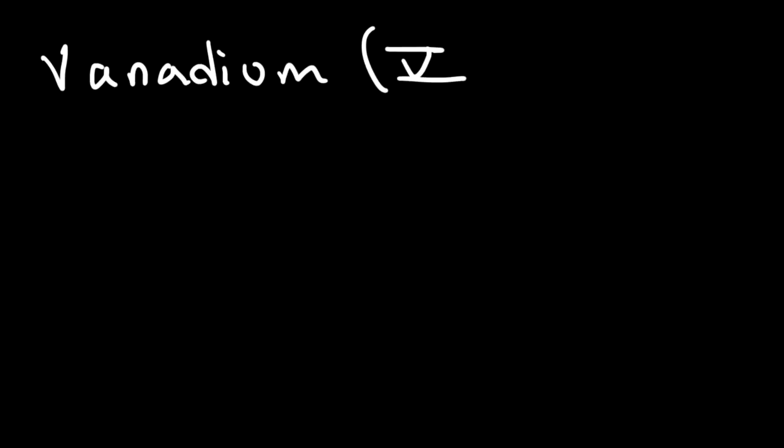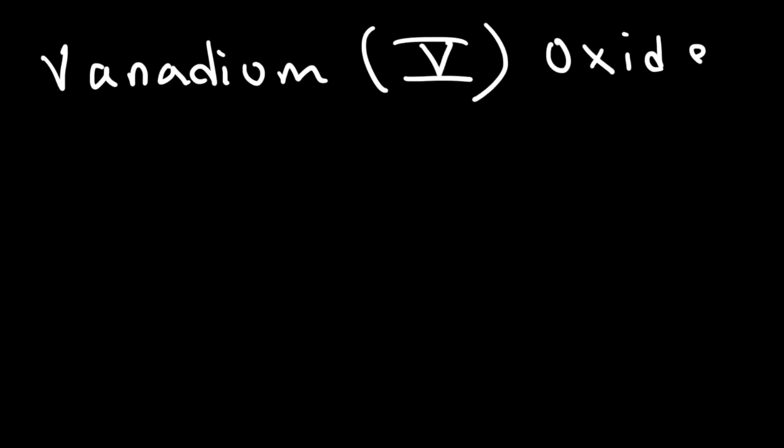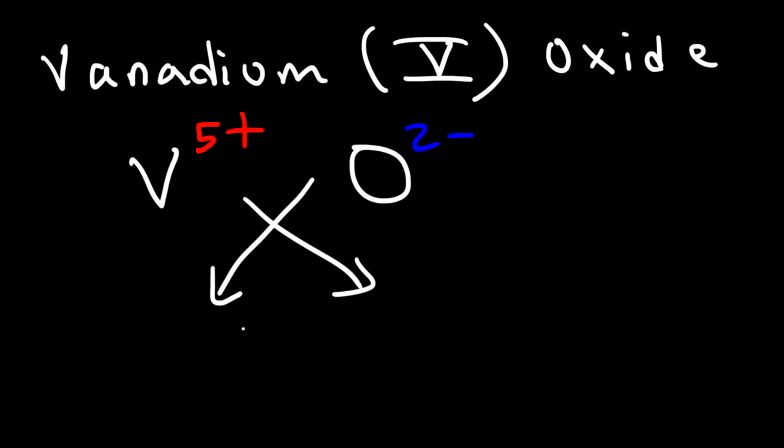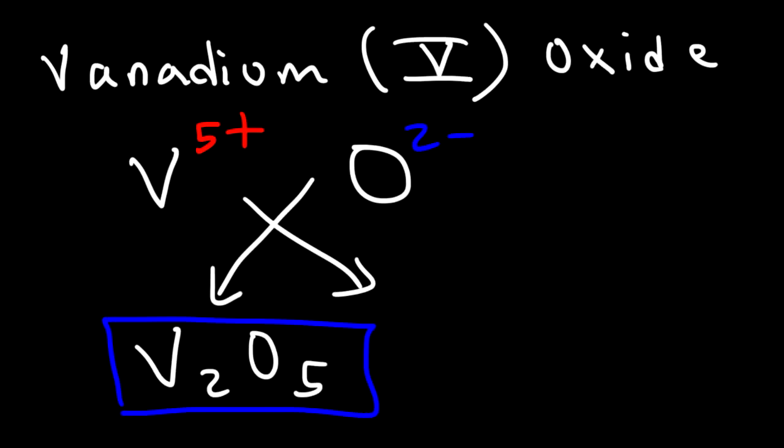Now here's the last one. We're going to try vanadium 5. Let me do that again. Vanadium 5 oxide. So vanadium has the chemical symbol V, and it's going to have a positive 5 charge, or 5 plus charge. Oxide will have a negative 2 charge, and if we switch them, it's going to be V2O5. And so now you know how to write the chemical formula of ionic compounds. So now let's move on to our next topic.